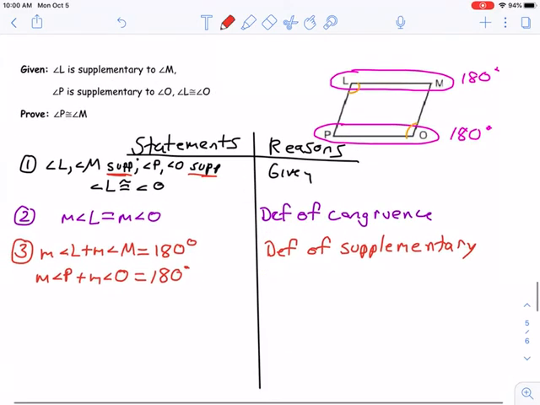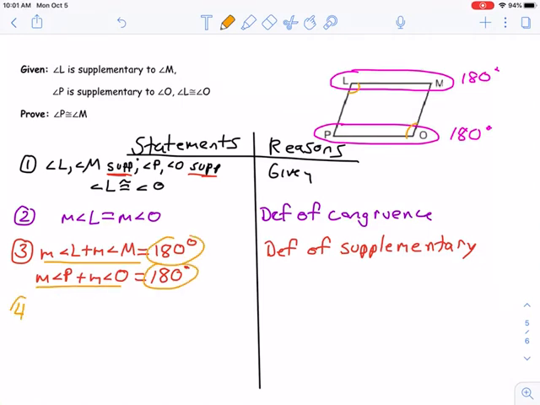Now this might blow your mind, but all this junk equals 180. All this junk equals 180. So since they both equal 180, they must equal each other. Why? Transitive.